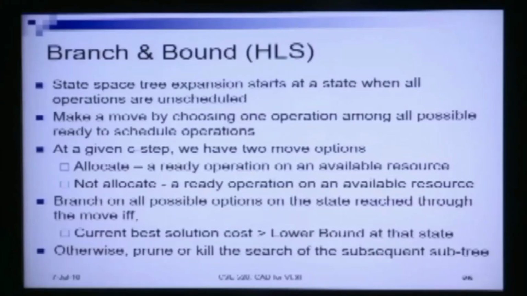Now, I already know how much time I have taken to come from the root node to the current node. That means, for operations that I have already allocated, I know the time that has been taken. The total estimated time for the solution will therefore be the actual time that I have taken to come from the root node to the current state, plus the lower bound on the estimated time for scheduling the remaining unscheduled nodes from the current step. That gives me an estimated solution.